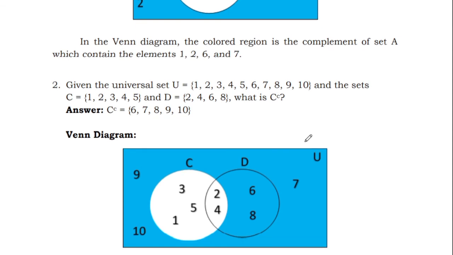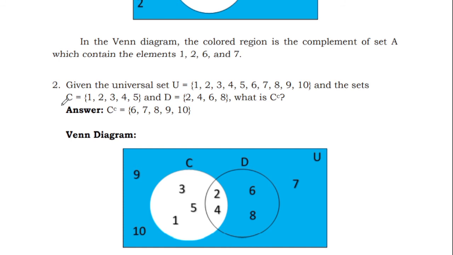Okay, another set of examples. We have here the universal set given by 1, 2, 3, 4, 5, 6, 7, 8, 9, and 10. The set C is given by 1, 2, 3, 4, 5. Set D is given by the set 2, 4, 6, 8. What is the complement of C?